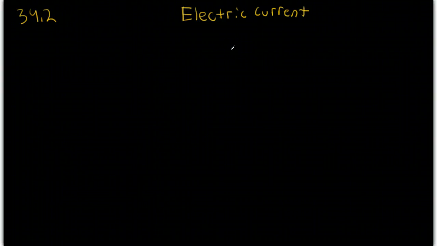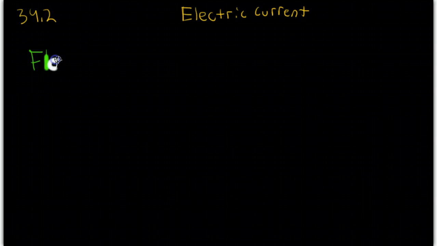Welcome to the first video on chapter 34, which is all about electric current in conceptual physics. We're going to be first talking about section 34.2 in your textbook, which is, what do you know? It's about electric current. So, the book first gives you this very simplistic definition of electric current that I'll lay out for you right now.